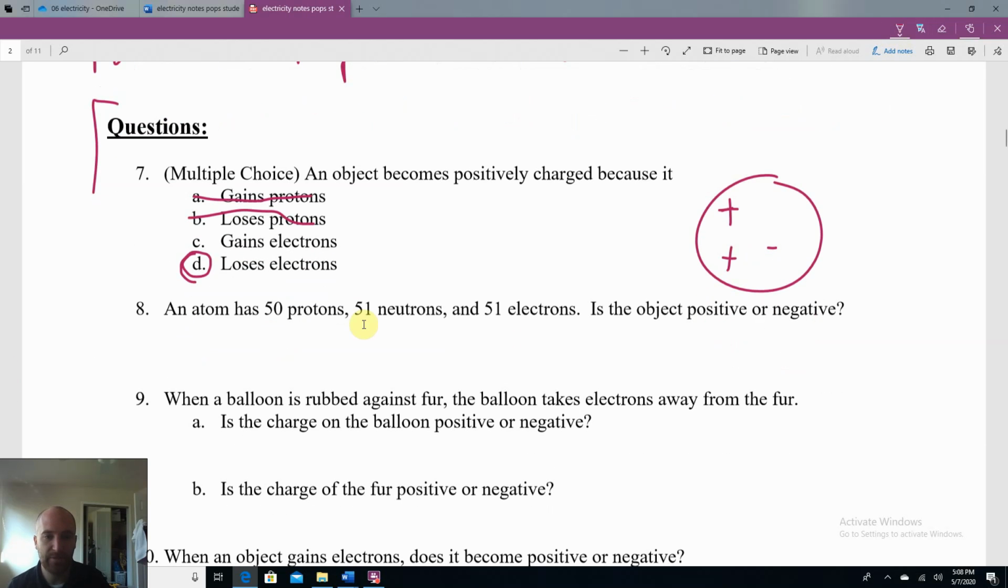Number 8. An atom has 50 protons, 51 neutrons, 51 electrons. Positive or negative? Again, we're comparing protons to electrons. So I would say it's negative. It has more electrons than protons.